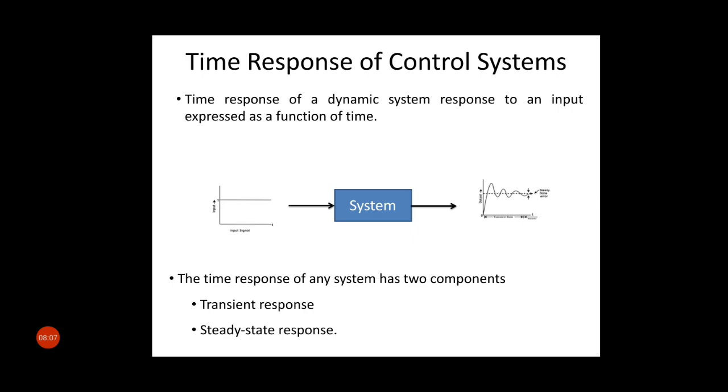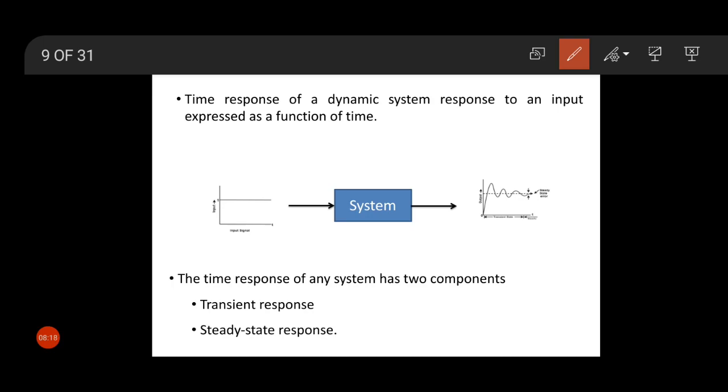Now coming to the types of time response analysis. Here we have two types: the first one is transient response, and the second one is steady state response. Transient response is nothing but the response of the system which varies with time.